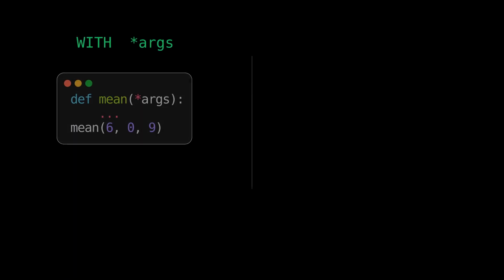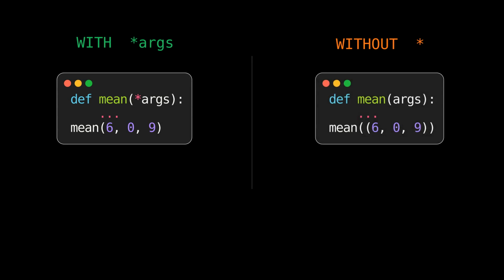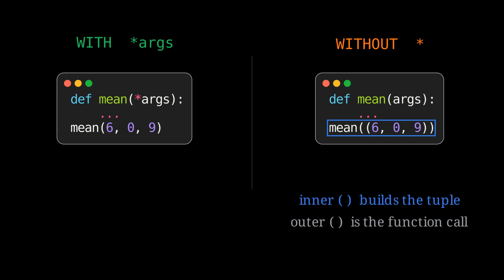Compare this to writing min without the star. If the parameter is just args with no star, Python packs nothing. Args is whatever single object you pass. To make it a tuple of numbers, you now have to build the tuple yourself and pass it as one argument. That means a double set of parentheses at the call, the outer pair for the function call, and the inner pair that makes the tuple. The star version spares you all of that.